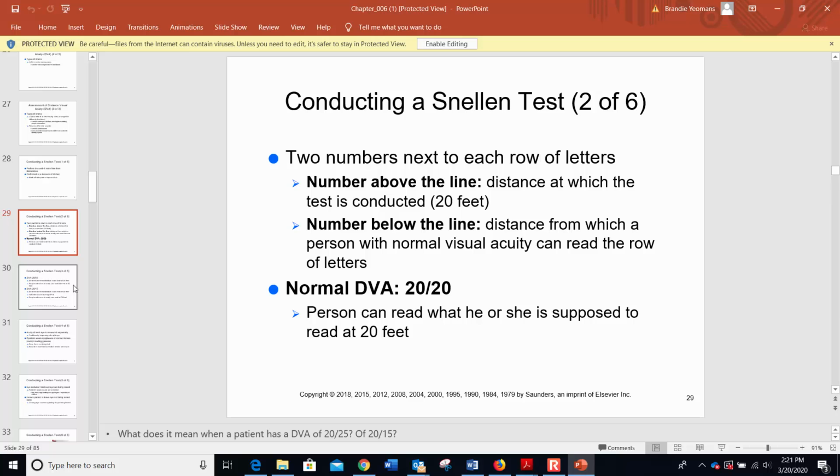So what if they're reading line 8 and they miss one of those letters? Well, what you're going to write down for their visual acuity would be 20/20 minus 1, meaning they missed one letter. Now, if they missed 2 letters, then you would go back up to 20/25 for their results.